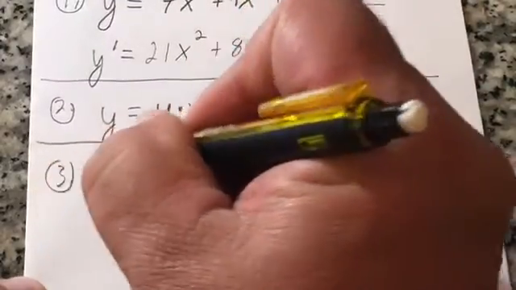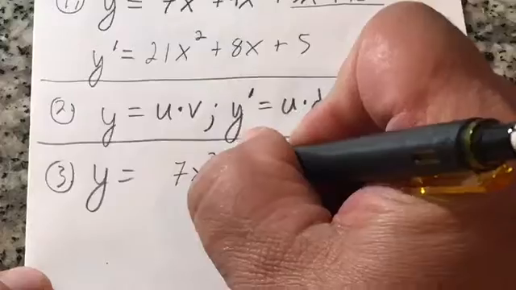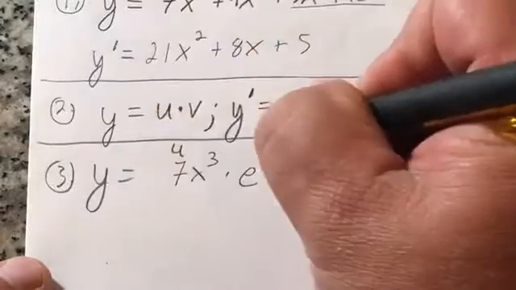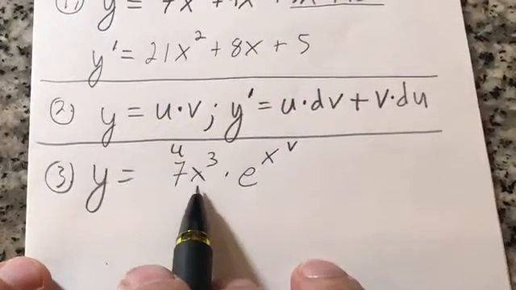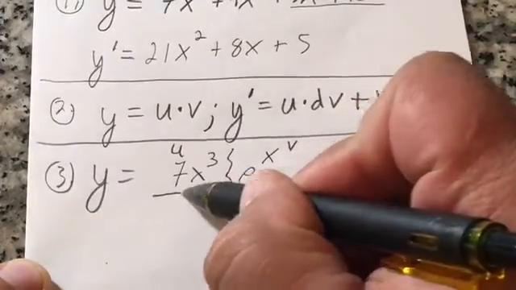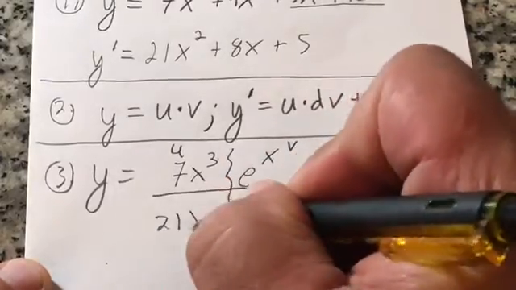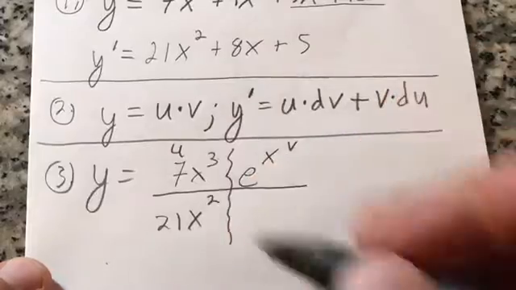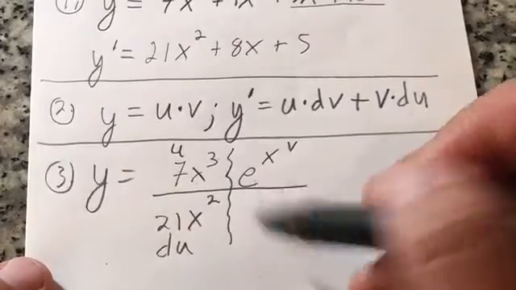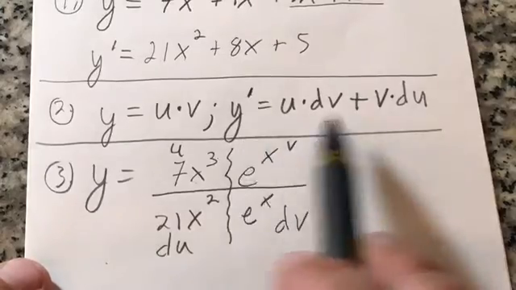Number 3, y equals 7x cubed times e to the x. I'm going to label this as u, and this as v. U is 7x cubed. V is e to the x. I'm going to crack it down the middle like an egg, and then set up a template. The derivative of u, 3 times 7, is 21x, minus 1 from that, squared. So that's my du, my derivative of u. The derivative of e to the x, if we recall, is just e to the x. That's my dv. Now, I have my product rule just chilling up there.